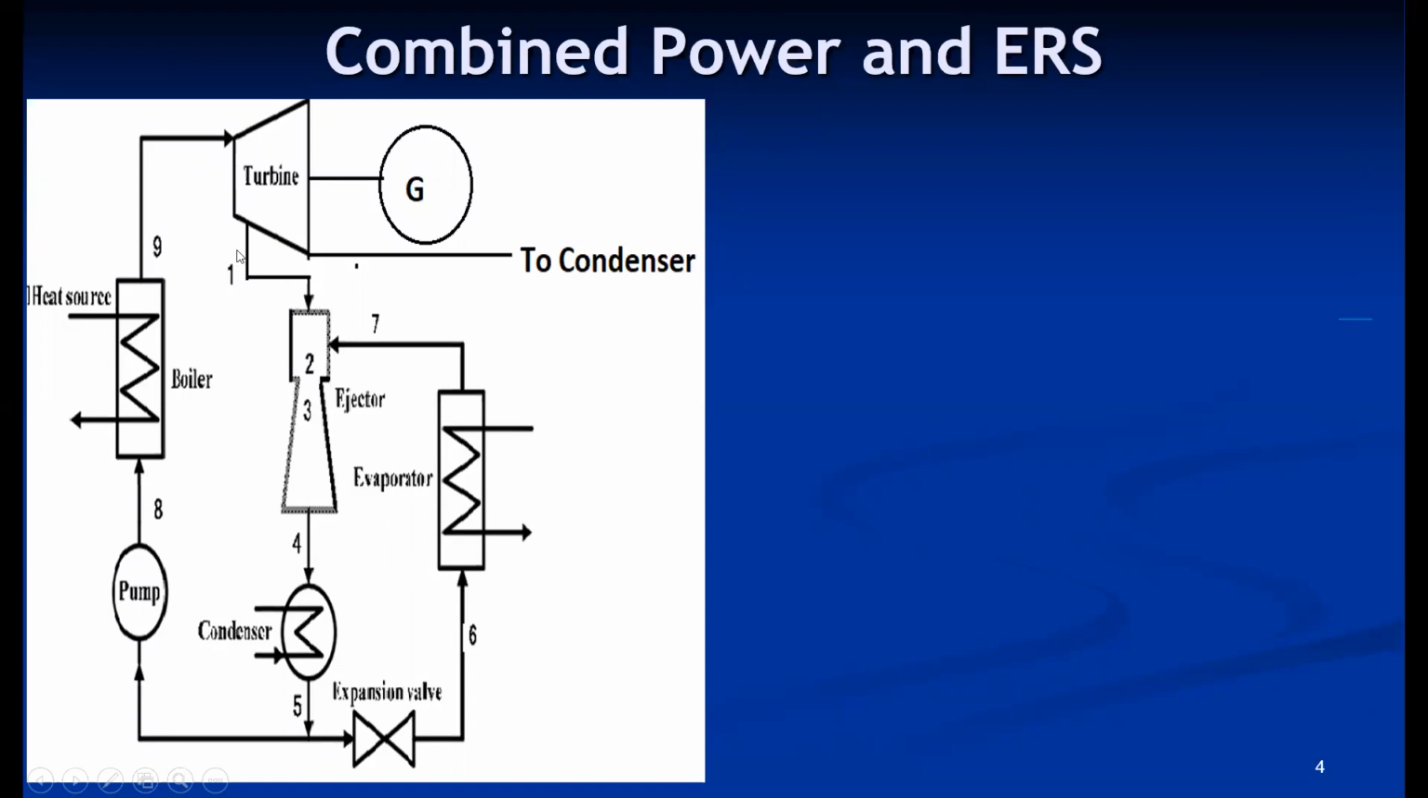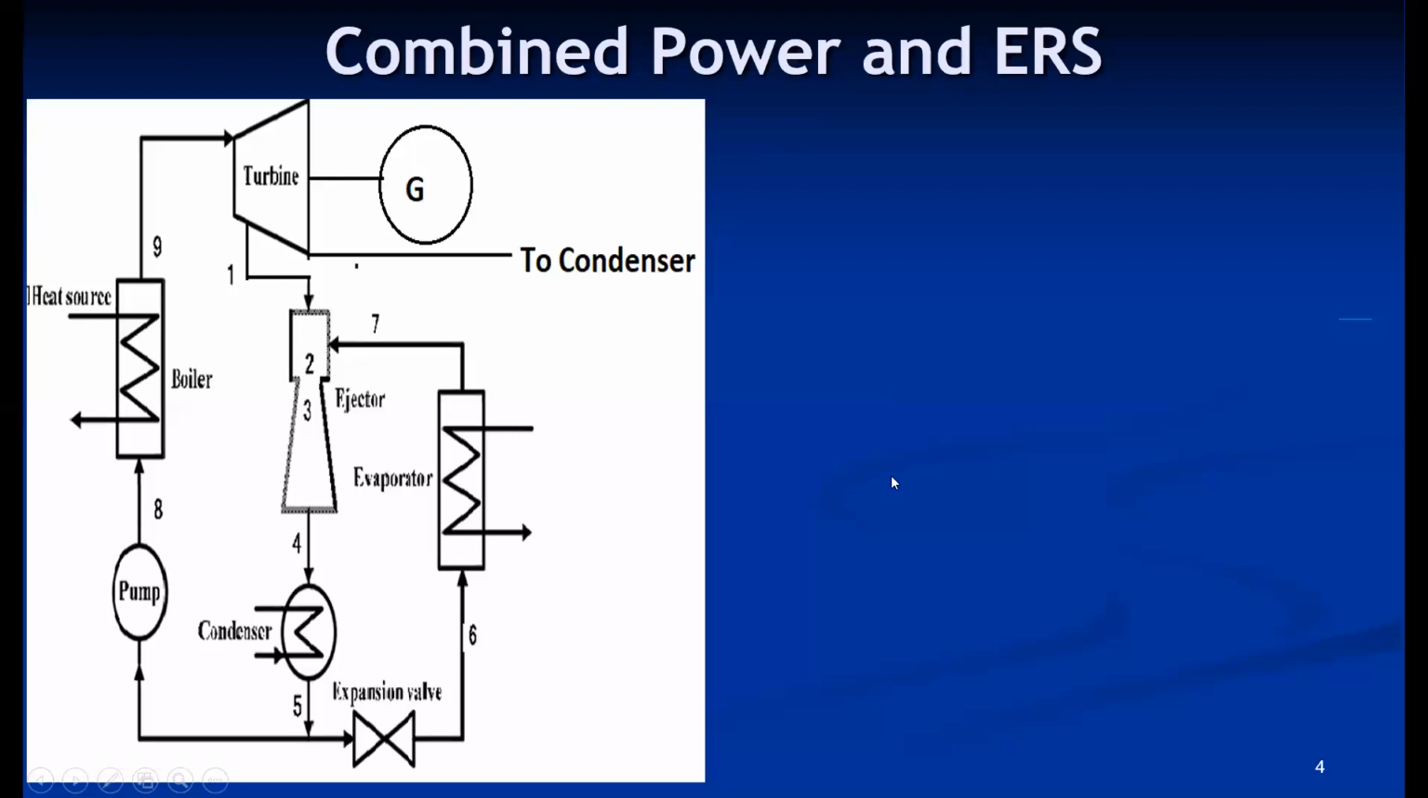Here, some part of the steam is extracted from the turbine, and with the help of the ejector, the cooling capacity is developed. Generally, for the cooling of the control panel, which is situated near the steam power plant, we can utilize this ejector refrigeration system. It's quite an economical solution because steam is already available at a higher rate, and the excess steam can be utilized to produce cooling capacity.